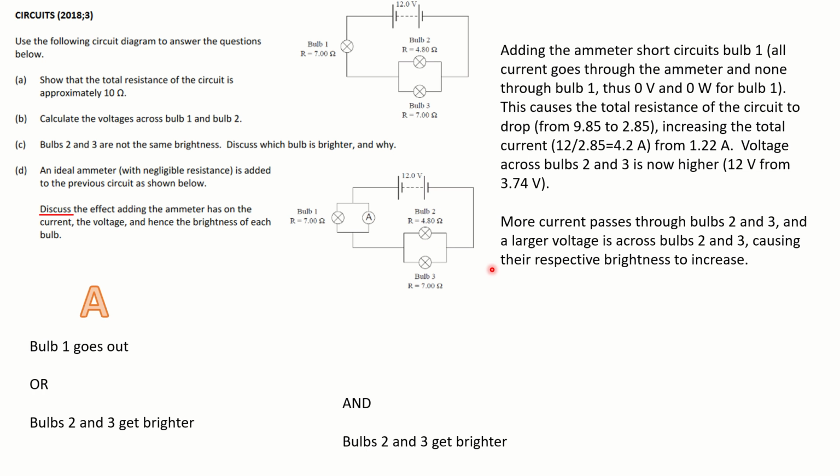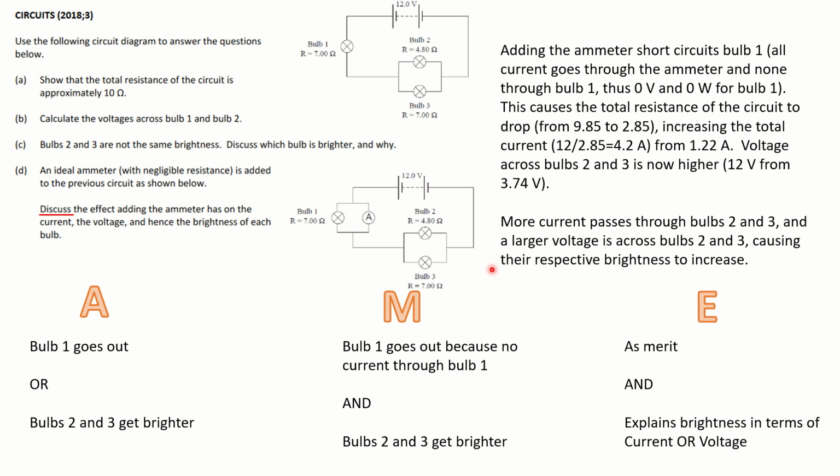Achieved if you say that bulb 1 goes out or that bulbs 2 and 3 get brighter without much explanation. That'll get you your achieved. Merit, bulb 1 goes out because there's no current through bulb 1, and also bulbs 2 and 3 get brighter. That'll get you your merit point. For excellence, you have to have as merit and also explain brightness in terms of current or voltage. So you have to include this bit down here for the excellence point on that one.